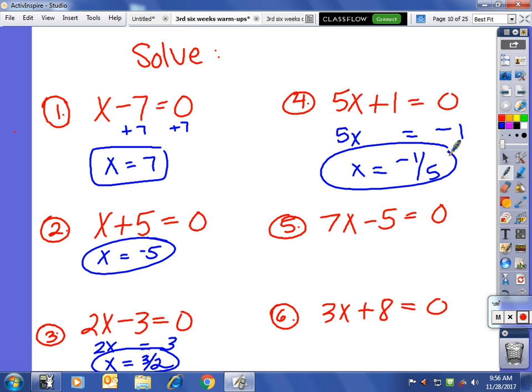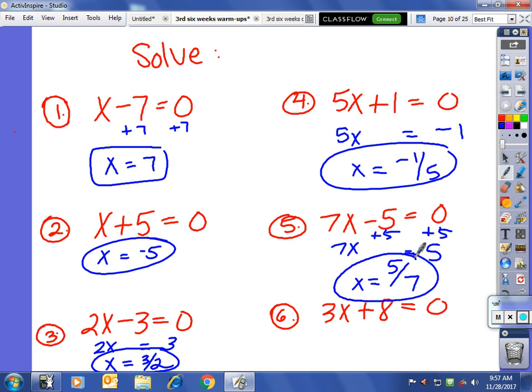Alright, how about this solution? X equals 5/7. We're going to move the negative 5 over and it becomes positive 5. Then we're going to divide by 7. If you want to do it one step at a time, that's fine. 7x equals positive 5 because I added 5 to both sides. Divide both sides by 7 and we get x equals 5/7. See how easy these are?